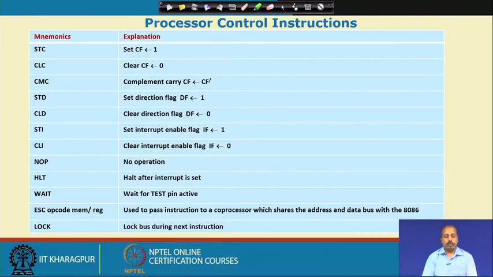Then there is an escape opcode, which is used for coprocessors. If you have an instruction which starts with an escape opcode, the 8086 will pass on the instruction to the coprocessor. And the lock prefix will lock the bus during the next instruction. If you execute a lock instruction, then for the next instruction the bus will not be released by the 8086 to others. So the next instruction will execute in an uninterrupted fashion.